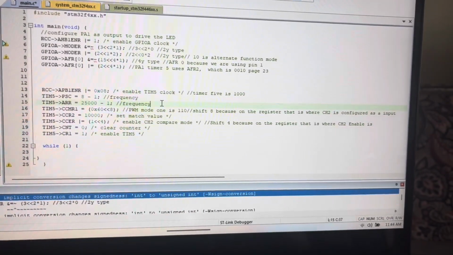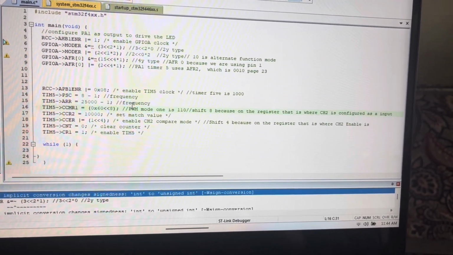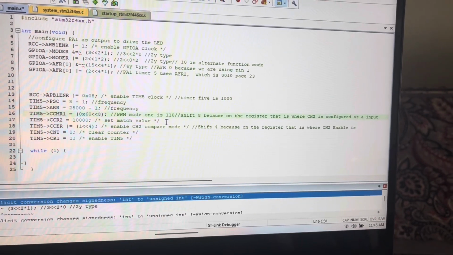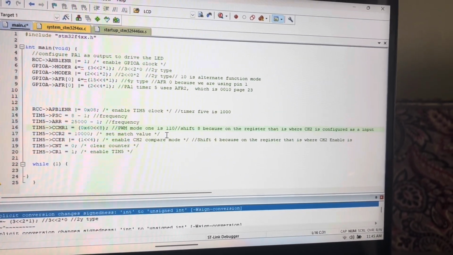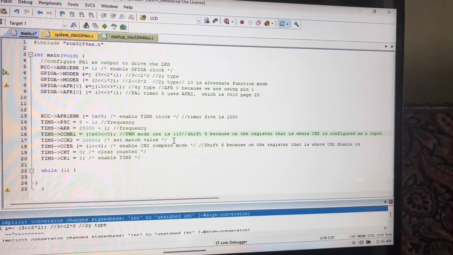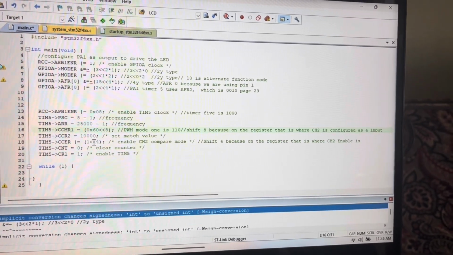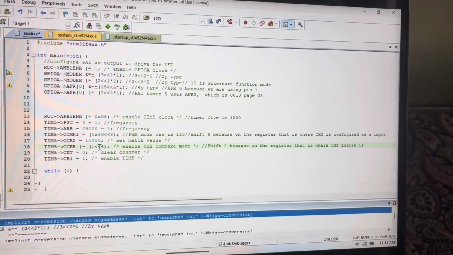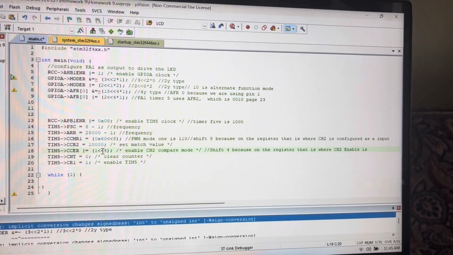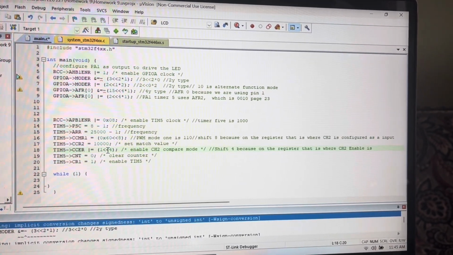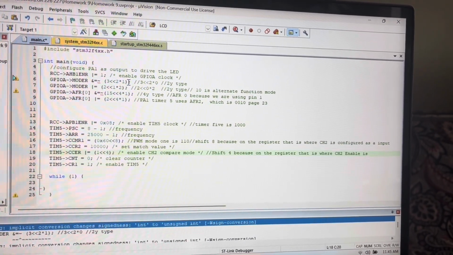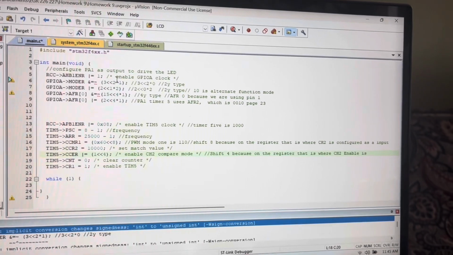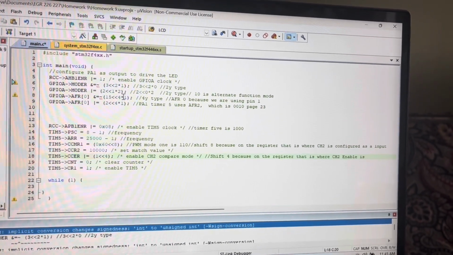The other thing that I changed was the CCMR1. I had to shift the 608 times because on the register pack, that's where channel 2 is configured as an input. And then I changed the CCER to shift 4 times because on the register pack, that's where channel 2 enable is. And then up here, since I'm using PA1 instead of PA0 that I had previously, I multiplied by a 1 instead of a 0.